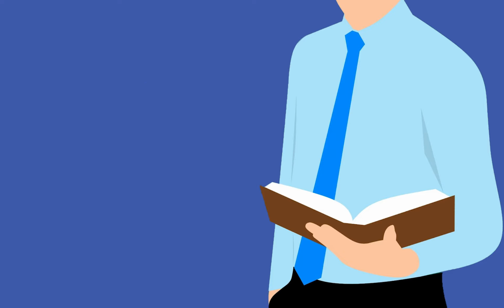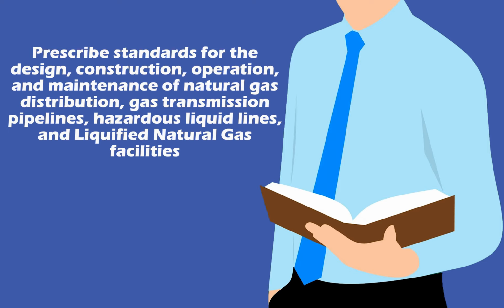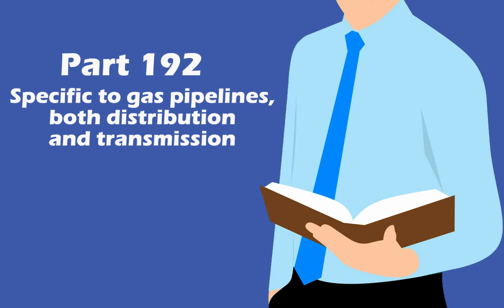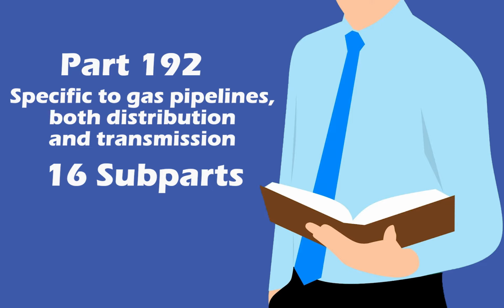These are the regulations that prescribe standards for the design, construction, operation, and maintenance of natural gas distribution, gas transmission pipelines, hazardous liquid lines, and liquefied natural gas facilities. Part 192 is the part we are focusing on here. It's the one specific to gas pipelines, both distribution and transmission. The part is broken down into 16 different subparts. Now you get the pleasure of learning what those subparts are about.